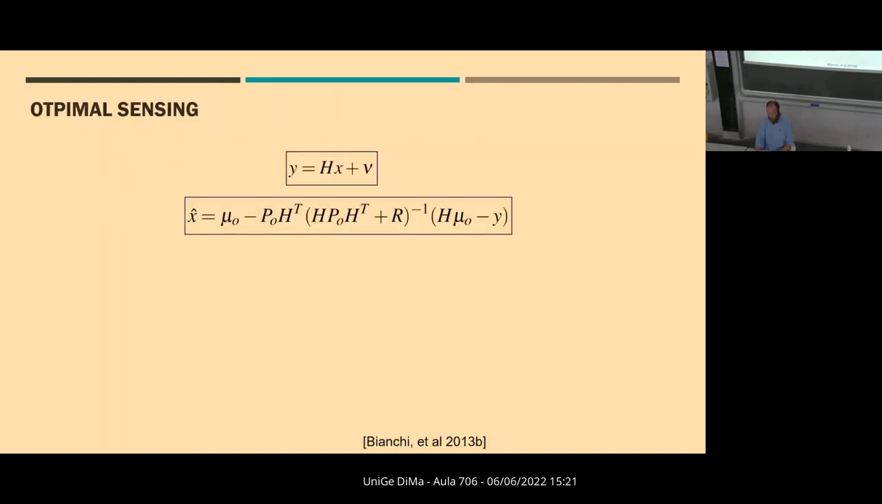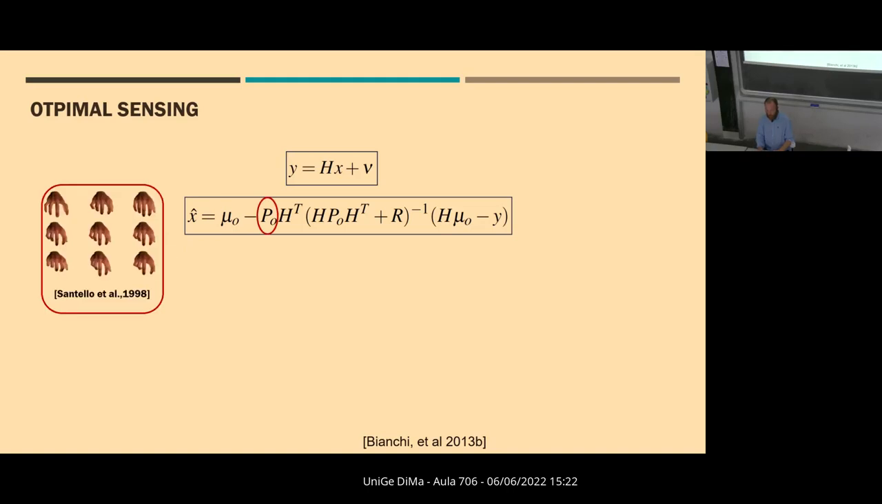And this is what we did, considering the problem of reconstructing hand posture when only a limited number of sensors was available for a grasping task. And in that case, the model is the same. So Y represents the measurement, and H is the measurement matrix, X is the state, so the joints that I would like to estimate. And in this case, we use the covariance matrix that was used in a work performed by Santello and colleagues in 1998, where the authors recorded a large number of grasping postures, recorded the joints, and computed the covariance matrix.